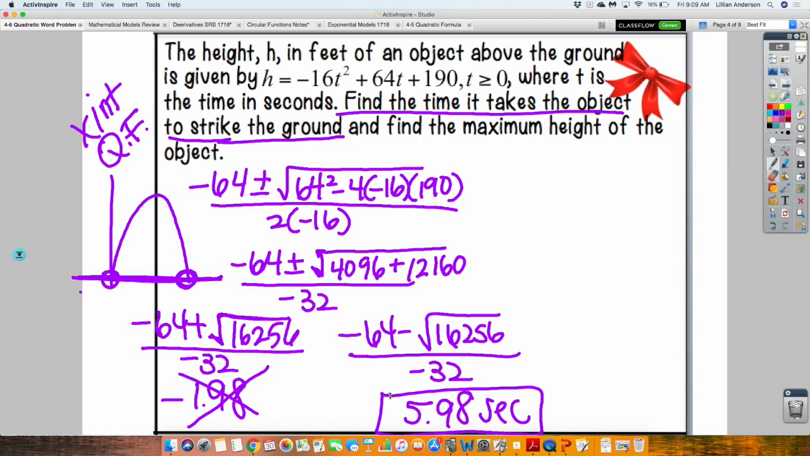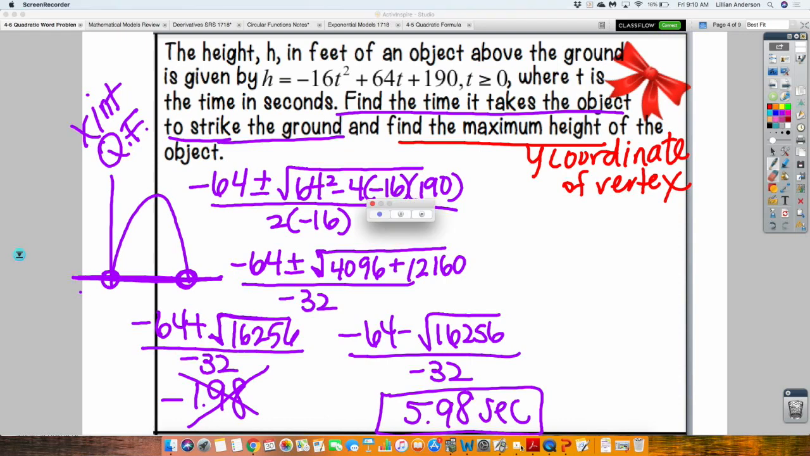Now, there's a second part to it. It's asking us to find the maximum height of the object. What does that mean? It's the vertex. I'm looking to find the maximum height. That's the y coordinate of the vertex, just like the last one. So this part right here is just like what we did for the last problem. So we have to find the x coordinate of the vertex and then do what to it? Plug it in. So I want you guys to do that. Find the x coordinate of the vertex and then plug it into the function.